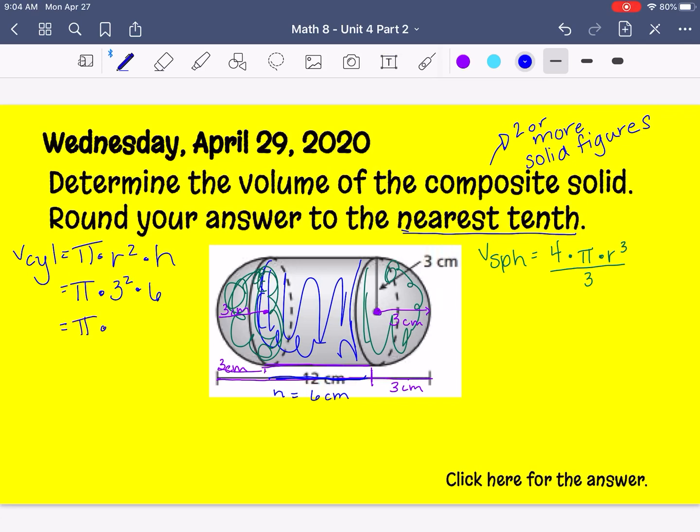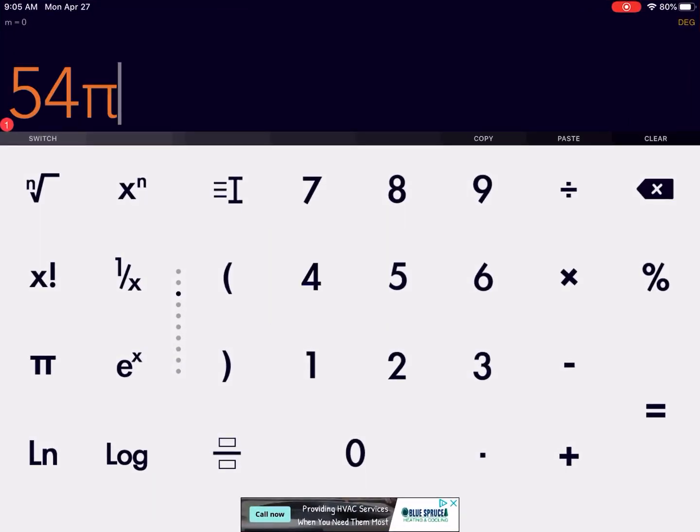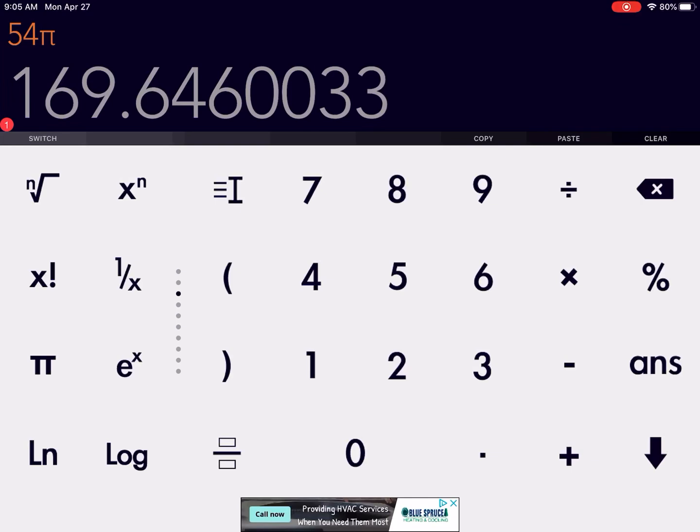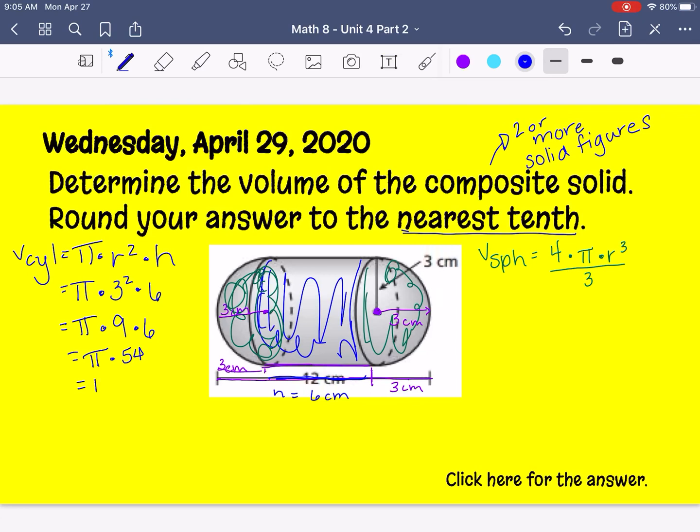All right, 3 squared is 9. And 9 times 6 is 54. Okay, and let's see, so I need 54 times pi, 169.64. Since we're rounding to the nearest tenth, I'm going to take this 4, and that means 4 and below, I'm going to keep the number. So 169.6 is the volume of my cylinder.